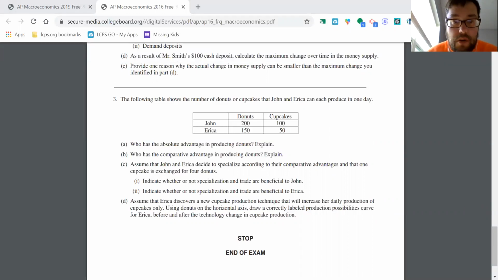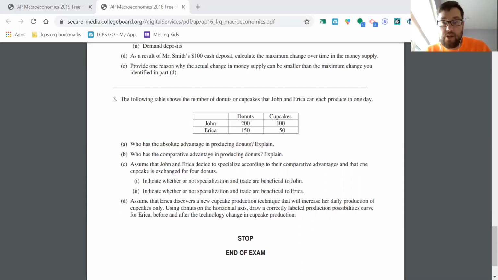All right, so absolute advantage is what in donuts? Who can produce more, right? Pretty straightforward. Look at the chart. We see John can make 200 donuts in a day, and Erica can make 150, right? So absolute advantage is John, because 200 is more than 150, right? And absolute advantage is just who can produce more, right? What's the largest number there?